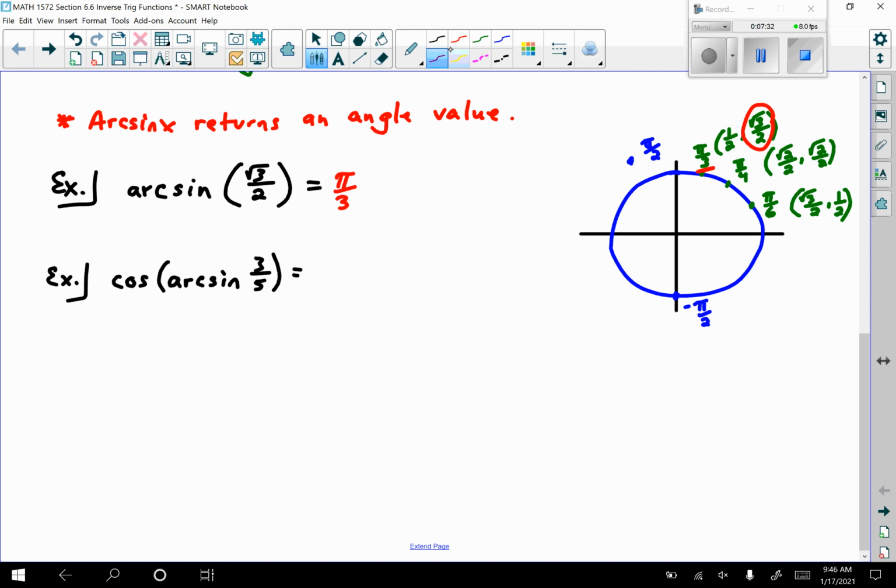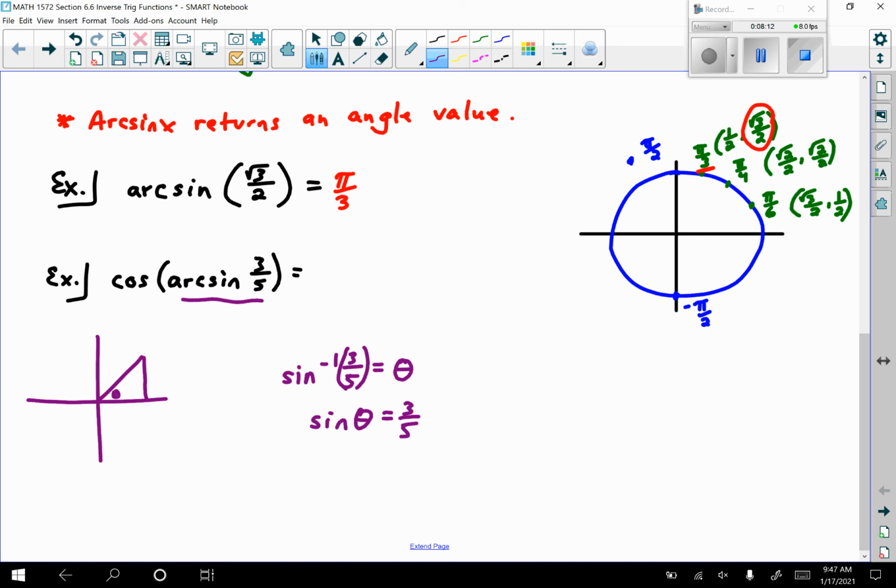And what we're going to do here is create our own triangle. So I'm going to think of this as the inverse sine, arc sine of 3/5. Inverse sine of 3/5, I'm going to let that equal theta. So then I could rewrite this: sine theta is going to equal 3/5. Now I'm just going to go over, and again, this has to be in the first or second quadrants. I'm just going to make my right triangle here. So here's theta.